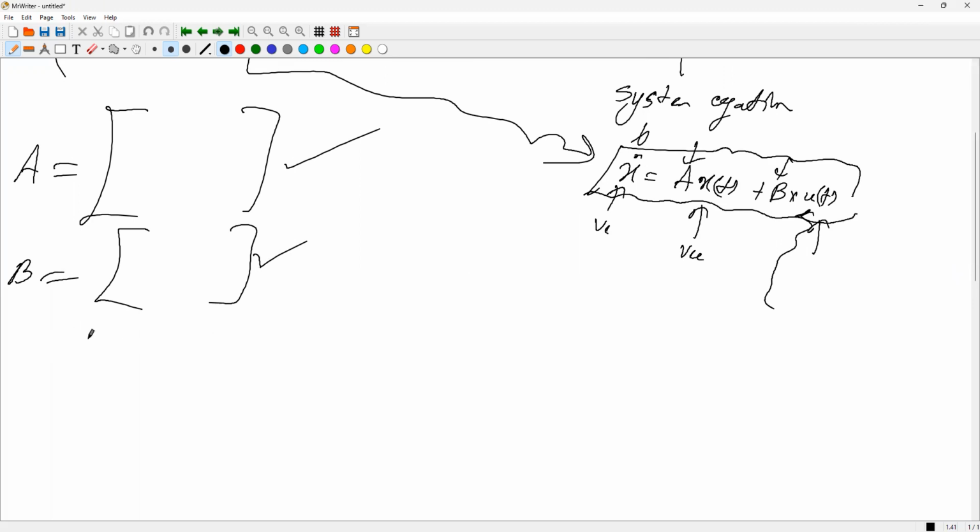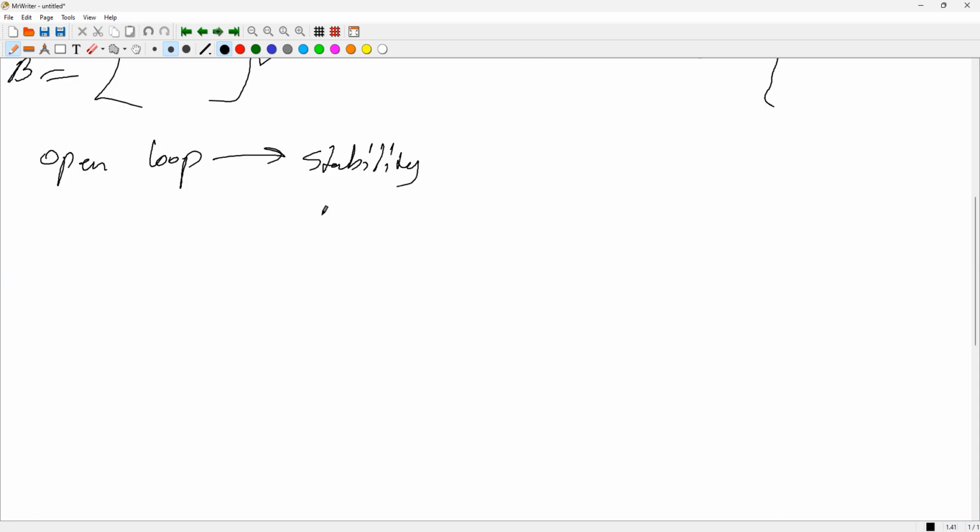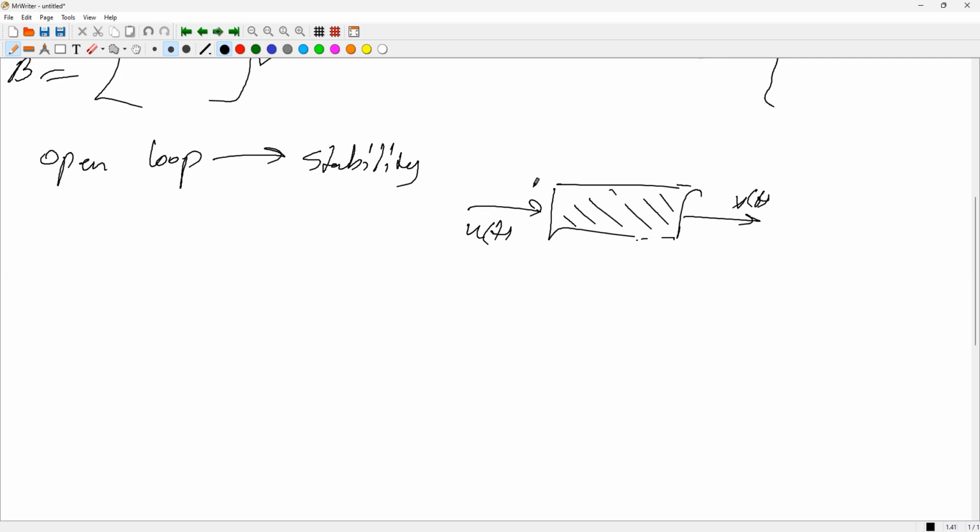Then we need to find the open loop system stability. If we want to find open loop stability, it means we connect the plant directly. Here we supply ut as input and we have the xt output. So we control some part of the output. If we use this system directly, we need to know whether the system is stable or unstable for this ut input. So we can use the characteristic equation.